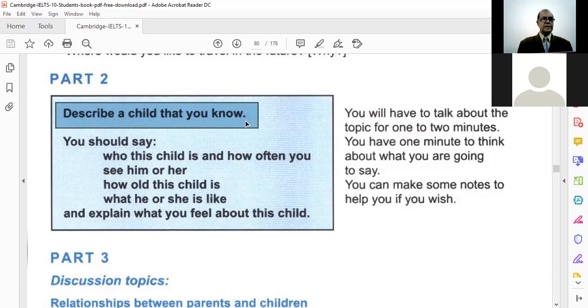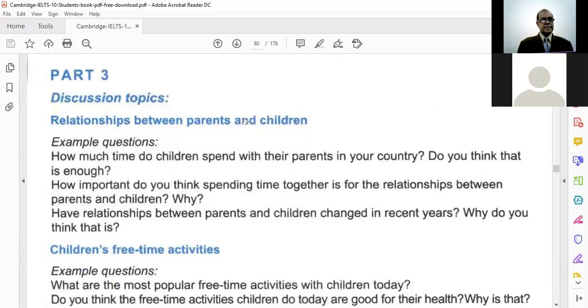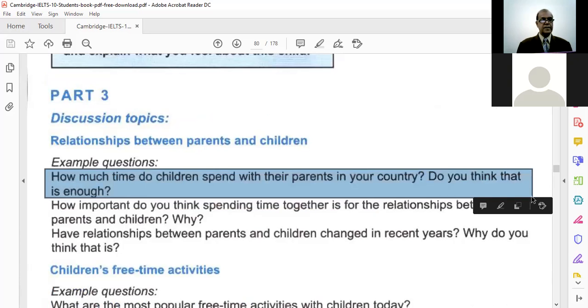Okay, so this is now part three of the test, which is discussion topics: relationships between parents and children. So this is very important. Example questions are: how much time do children spend with their parents in your country? Do you think that is enough?